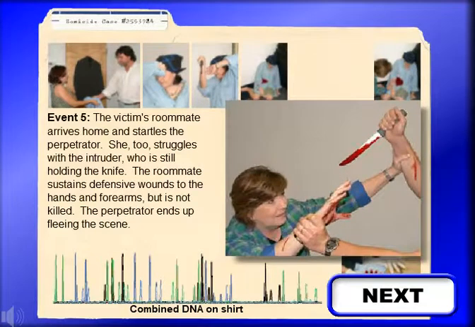Event 5. The victim's roommate arrives home and startles the perpetrator. She too struggles with the intruder, who is still holding the knife. The roommate sustains defensive wounds to the hands and forearms but is not killed. The perpetrator ends up fleeing the scene.